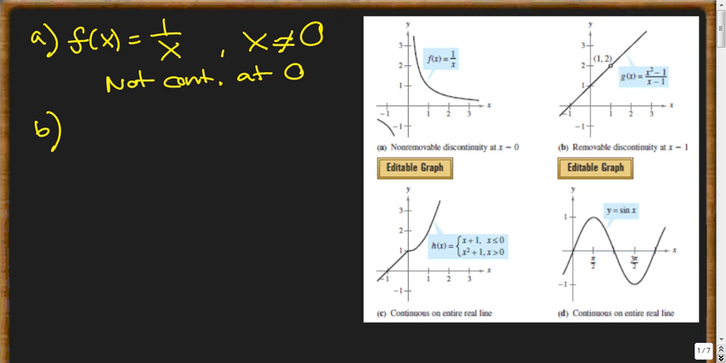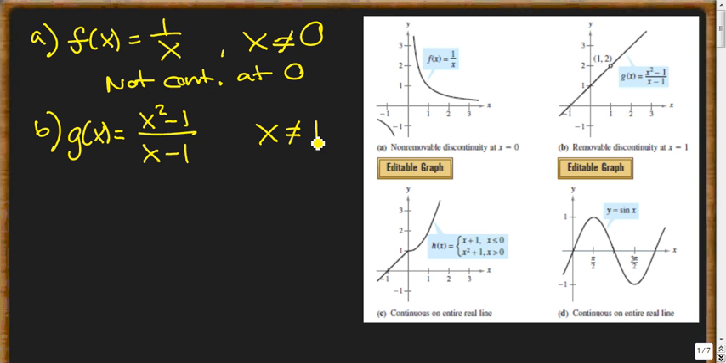B says we've got x squared minus 1 over x minus 1. If we look at the graph, again, we have an open hole there, so we're not continuous there either. Now, there's a difference between A and B, and I will explain that in just a second. So g of x equals x squared minus 1 over x minus 1. Well, we think, x can't be 1.